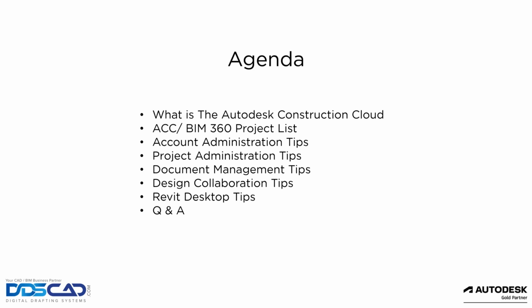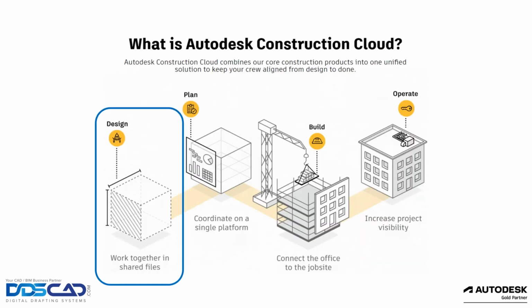So what is the Autodesk Construction Cloud? The Autodesk Construction Cloud is a single platform that brings together multiple building processes into one core platform. The ACC is broken into multiple modules. The core modules that will be used during the design phase are Docs and Design Collaboration primarily, and that's what we're going to be focusing on in the presentation today. We see that circled here in blue.